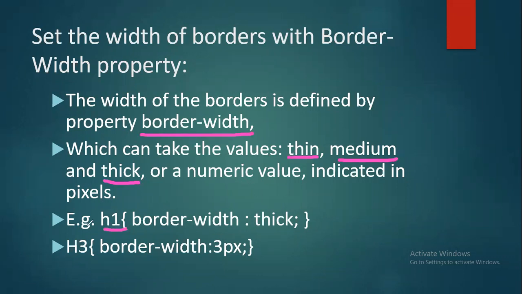Next is how you can define this. For example, for h1, the text present under the h1, you want to have a thick border. You will define this in the CSS, under the style tag. You start with the name of the selector h1, then provide your border width as thick, and that is it. In the same way, if you want to define the border width in pixels, you can define it this way.